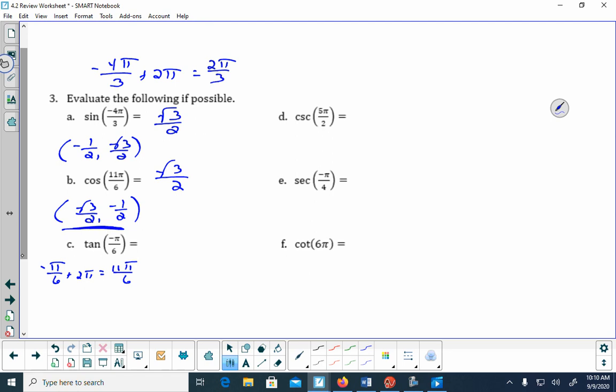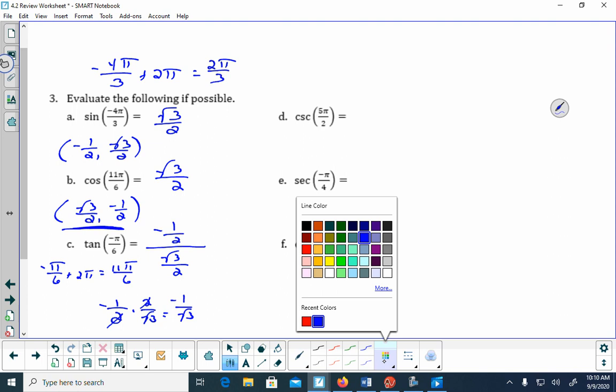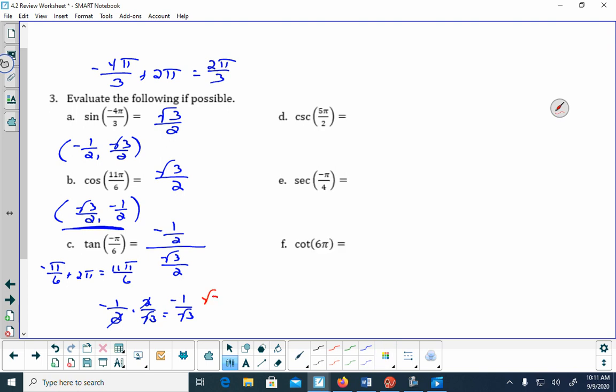The tangent, I'm going to take my y value, which is negative 1/2, divide it by my x value, which is the square root of 3 over 2. So I'm going to have negative 1/2 times the reciprocal. These will simplify, and I'm getting negative 1 over the square root of 3. Rationalizing the denominator, my final answer is going to be a negative square root of 3 over 3.